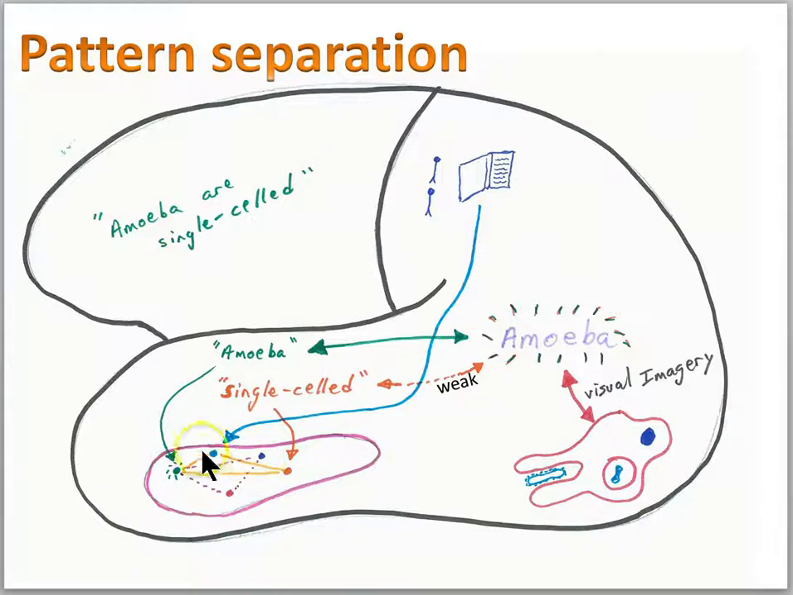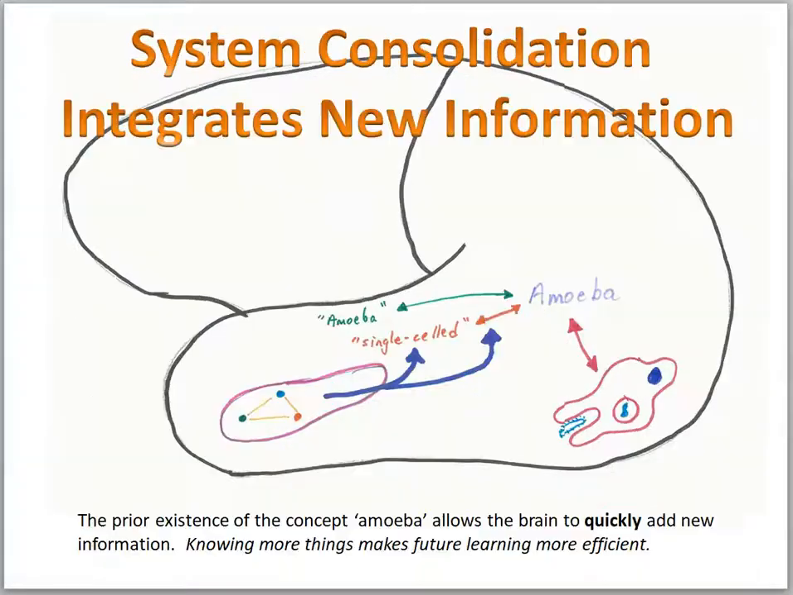So while the hippocampus was making a distinctly new memory trace, in the cortex, the concept of amoeba will be activated. And so this new information can be linked to recently activated relevant concepts, and amoeba is the relevant concept. So now here's where consolidation comes in. System consolidation will help to integrate this new information into the semantic memory system. We're going to attach the new information to our concept.